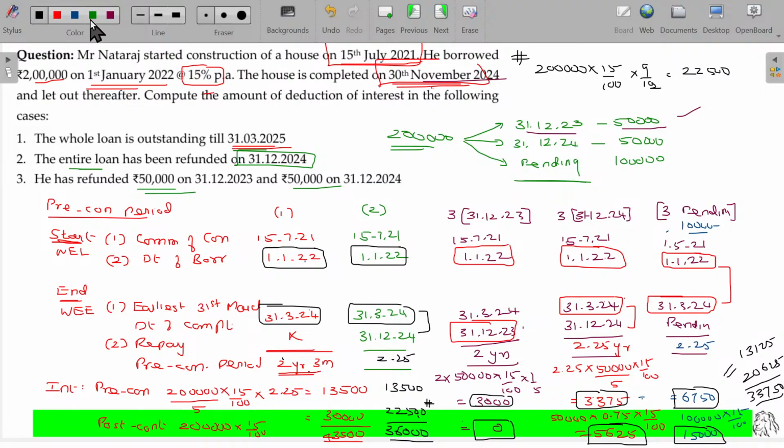Now remember, this value will be deductible for further 4 more years. Here this 13,125 will be deductible for further 4 more years. The post-construction period interest will be deductible only until the repayment is over. Once the repayment is over, there will not be any post-construction period interest. Come on, make a note of it.